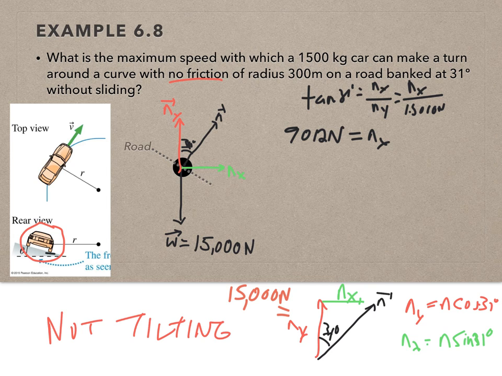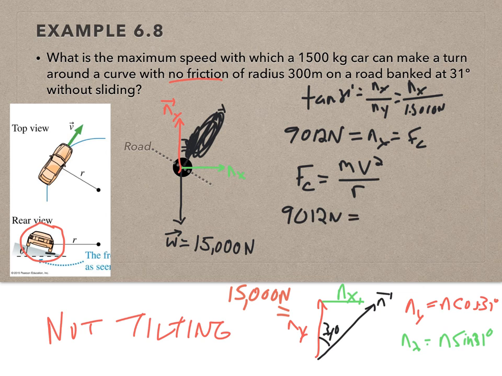That is my inward component. If I get rid of this right here, that is my inward net force. So I'm going to declare that this is what is providing my centripetal force. What do I know about centripetal force? Centripetal force is equal to the mass times speed squared divided by the radius. So 9,012 is equal to the mass, 1,500, times speed squared, which is what I'm trying to find, divided by my radius, which was 300. So let's move this stuff around: times 300 divided by 1,500, and then I take a square root.